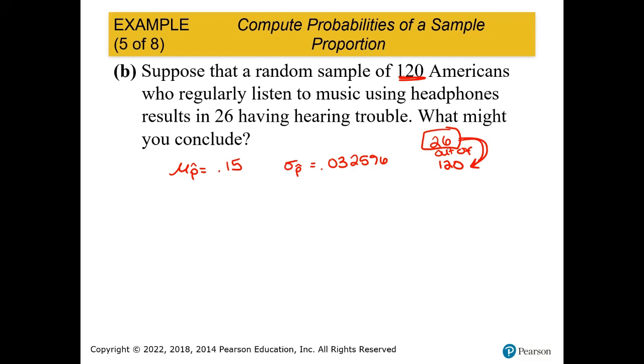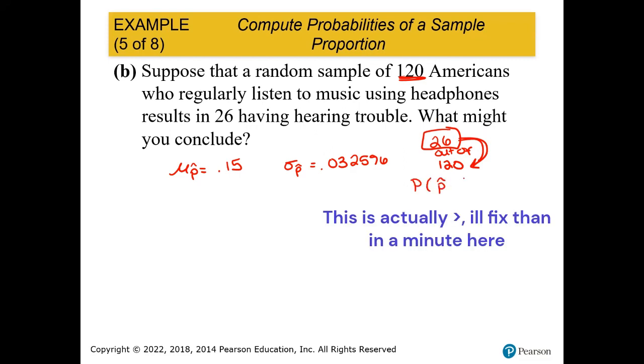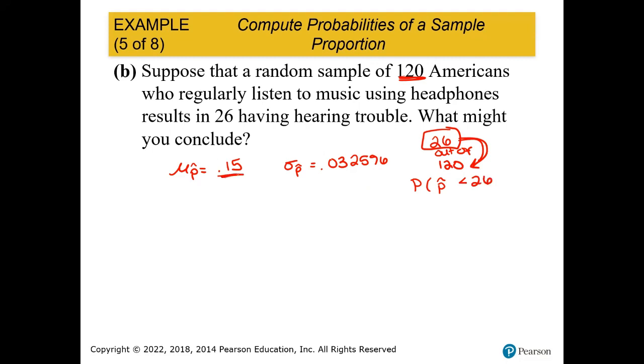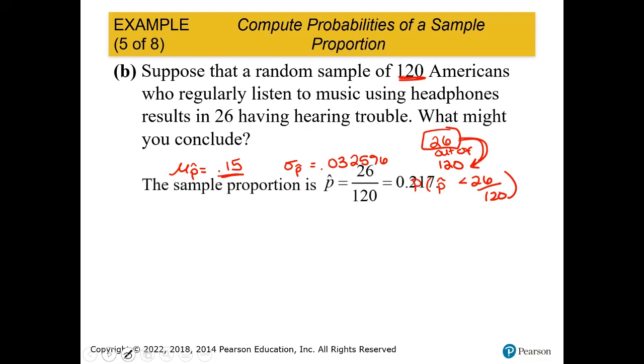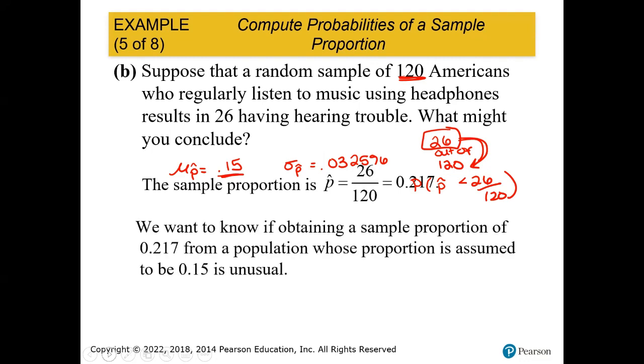I can't just type in that I want to test the probability that I have less than 26 people. That doesn't work because everything we're doing here is in terms of proportions. So this must also be listed as a proportion. We're testing the probability proportion is less than this. 26 out of 120 is what we are testing, and you can see that there. So we want to know if obtaining a sample proportion of 0.217 from that population is going to be unusual.